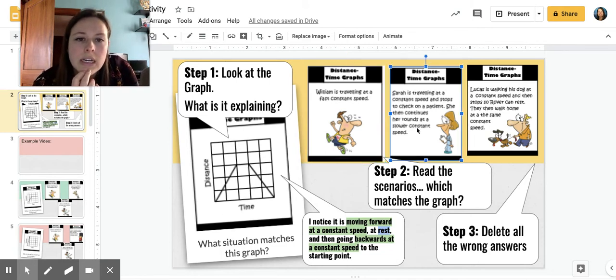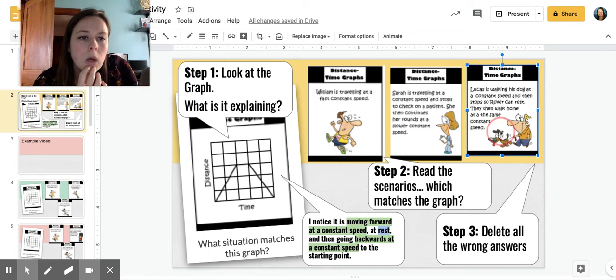Number two, Sarah is traveling at a constant speed and stops to check on a patient. Then she continues her rounds at a slower constant speed. Okay, so I see a constant speed here. That matches with the story. I see potentially checks on a patient. Okay, and then continues her round at a slower constant speed. So I'm thinking if she's continuing her rounds, she's probably not going back to where she started. And also we should probably have a different slope because this speed is the same as this speed. But let's keep reading on, see what we get.